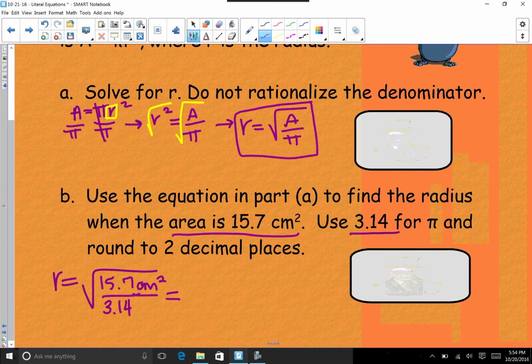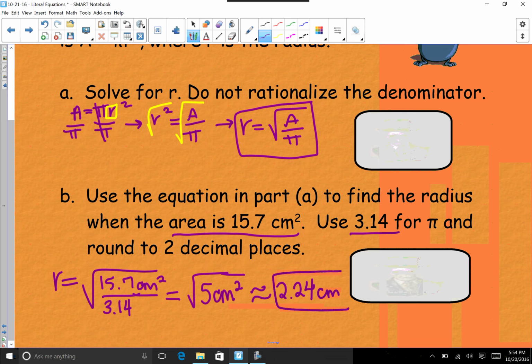If you divide 15.7 by 3.14, you're going to end up with the square root of 5 centimeters squared. That actually divides evenly. The square root of 5, when you round to two decimal places, is approximately 2.24. And if you take the square root of centimeters squared, it's just going to leave you with centimeters. Okay, number two.